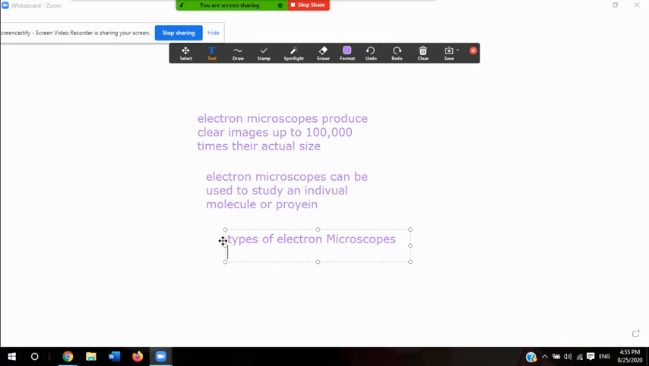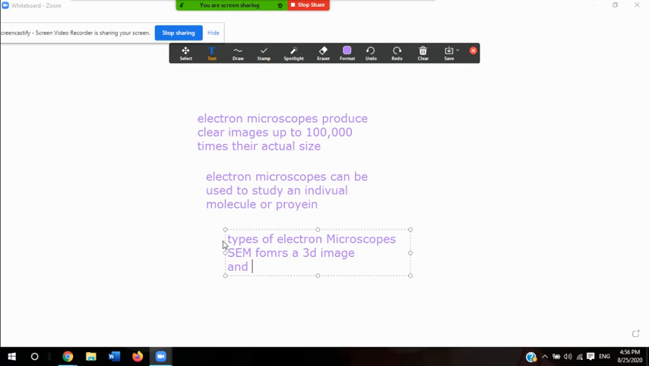The types of electron microscope are the SEM, or the scanning electron microscope. The SEM actually forms a three-dimensional image. It scans the surface of a specimen with a beam of electrons. Usually the specimen's surface is coated with a very thin layer of a metal. So it's actually in the SEM that you coat the specimen with a thin layer of metal that helps the electrons bounce off, and it forms a 3D, or three-dimensional, image.